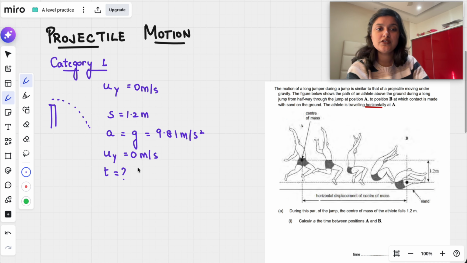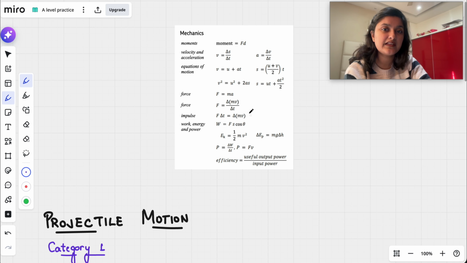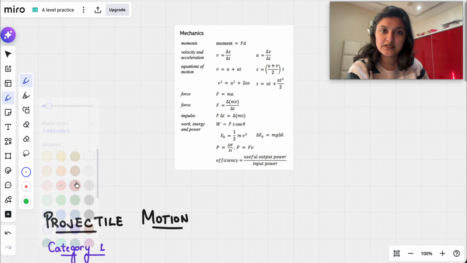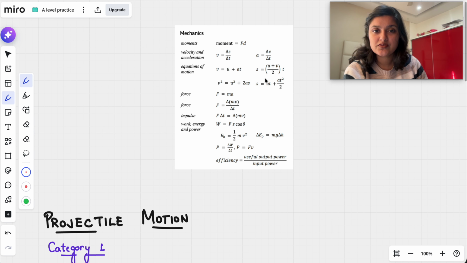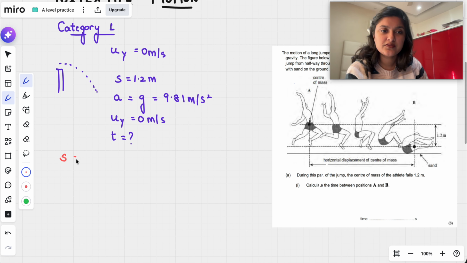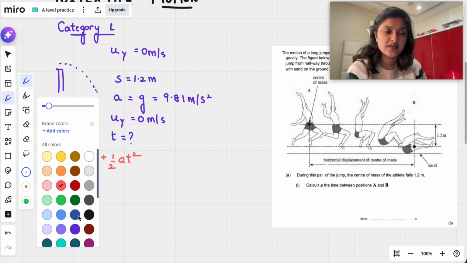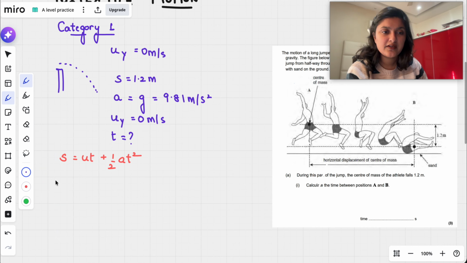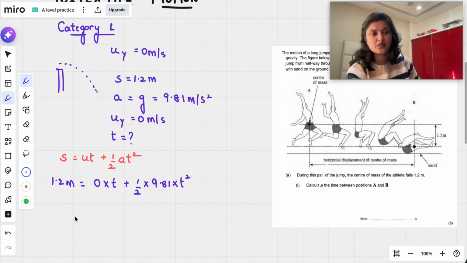After writing your givens, you need to look at the formula sheet to see which formula can help you to find the required quantity. We have these 4 kinematic equations, and out of these, this is the one that we can use. So we can use the formula S is equal to ut plus half at square. So when you plug in the numbers, we have 1.2 meters as the S value. Your u value is 0 and time is something we need to find, and then half times a, which is 9.81, and t square as it is. So this is what we have.